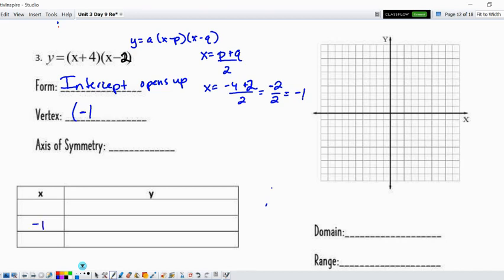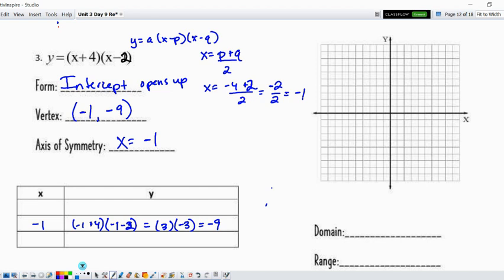Just as we did with the points before, to find our y value, we're going to plug in -1. We plug it into both spots where -1 is. We're going to execute PEMDAS. We're going to simplify inside the parentheses first, which gives us 3 times -3, which is -9. So we know our vertex. That means our axis of symmetry is x equals -1.